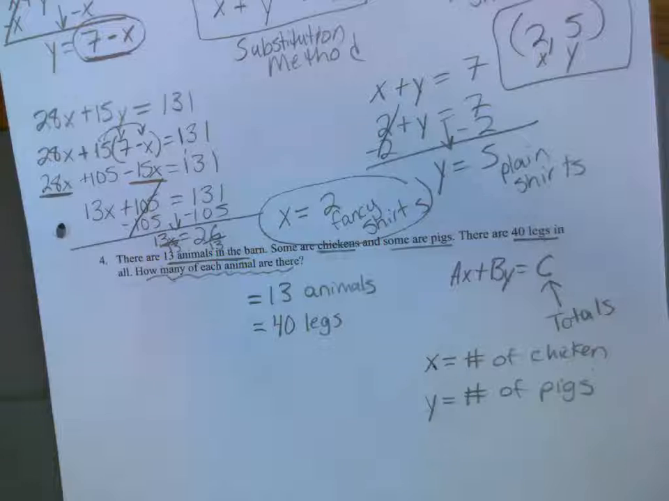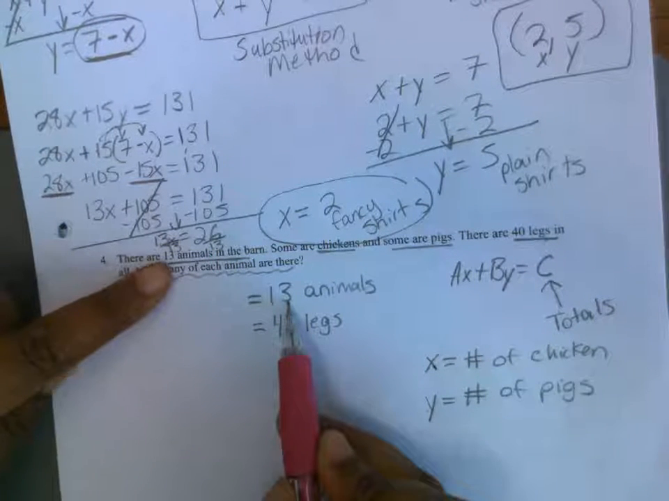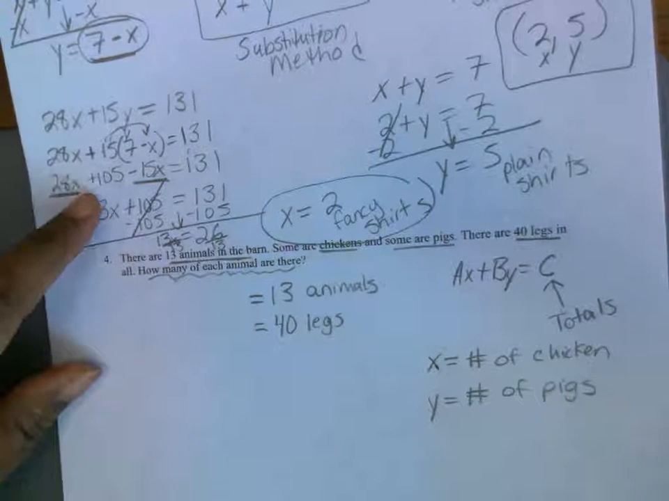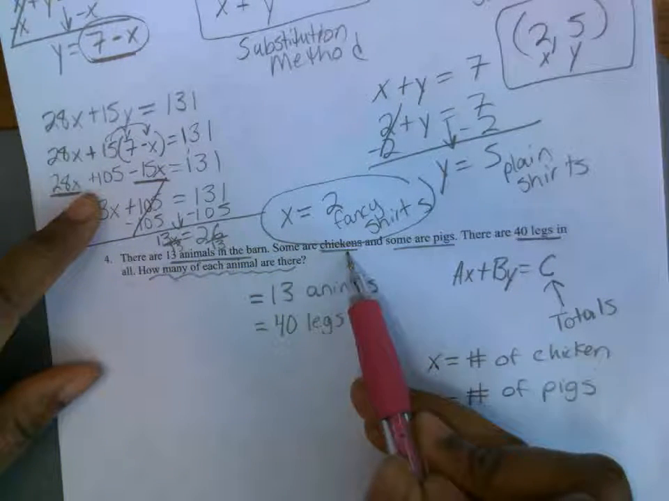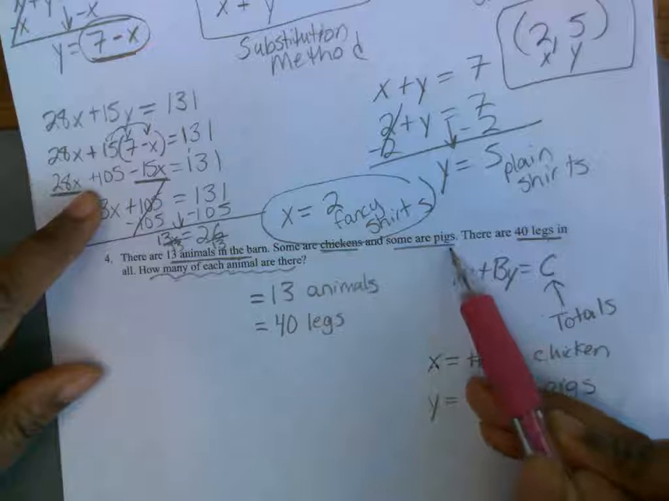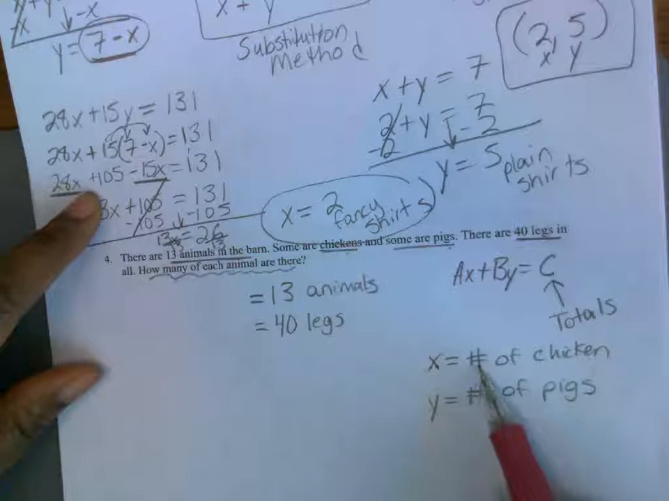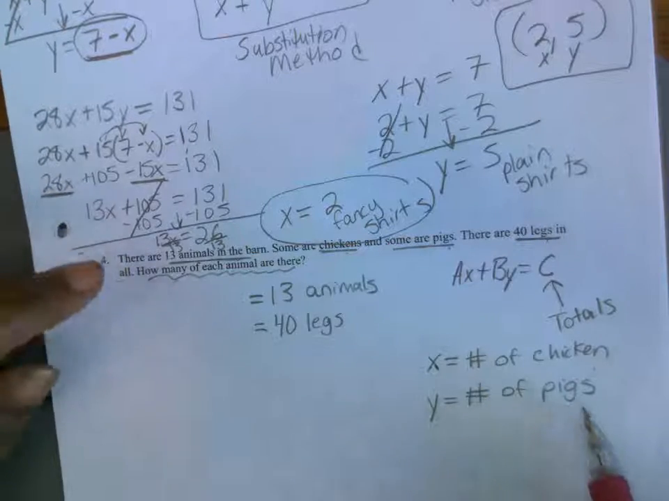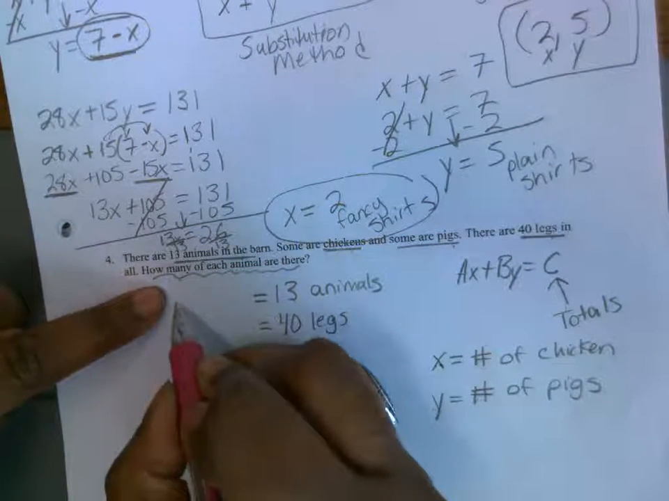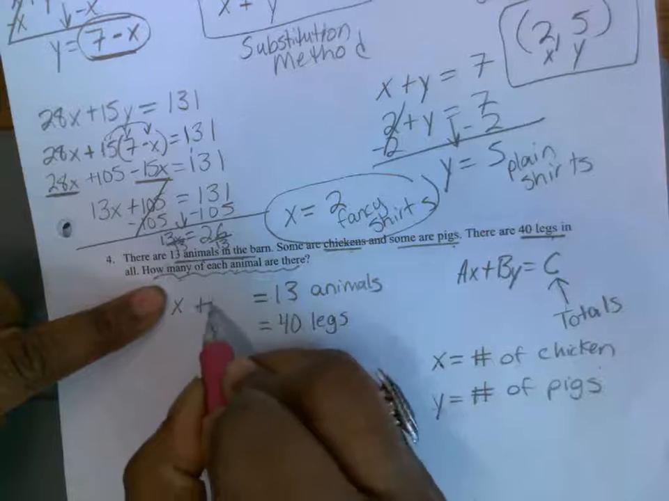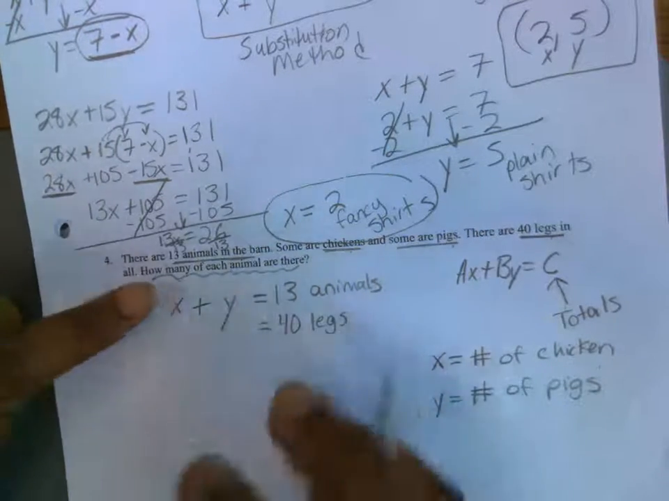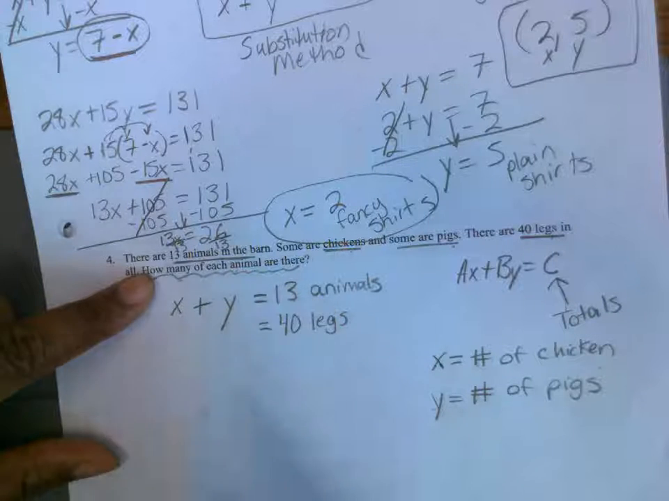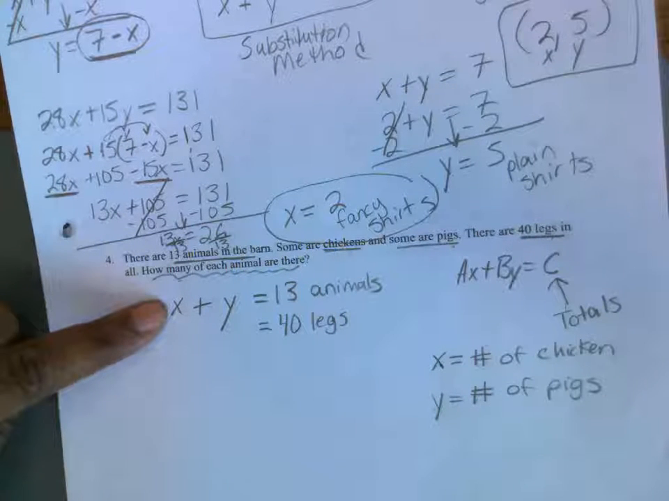All right, so now I need to figure out how do I get 13 animals? Well, I get 13 animals because I have to add the number of chickens together plus the number of pigs. Since x represents the number of chickens and y represents the number of pigs, to get the total number of 13, I'm going to say the number of chickens plus the number of pigs. So that's x plus y is equal to 13. Any questions about how I got this first equation here?